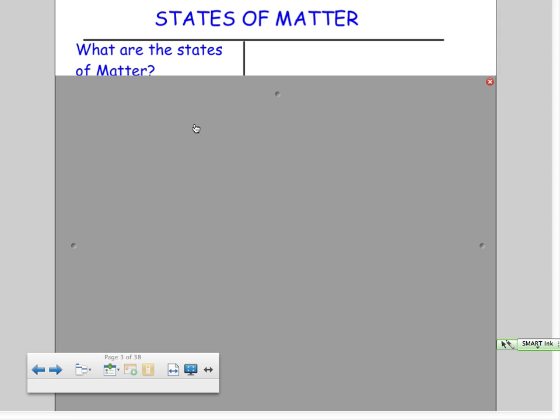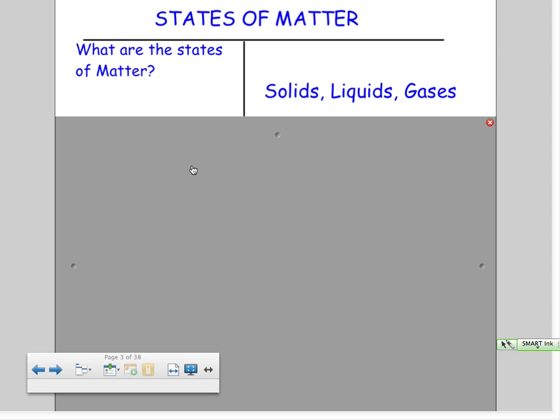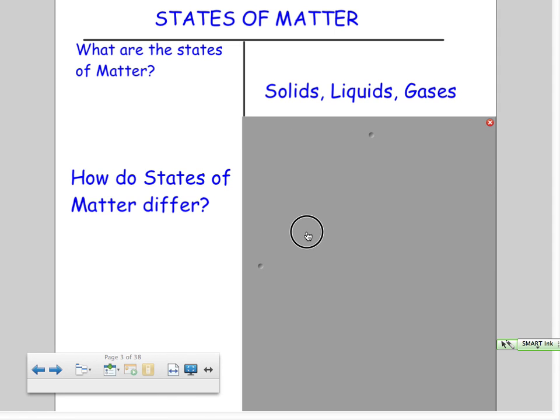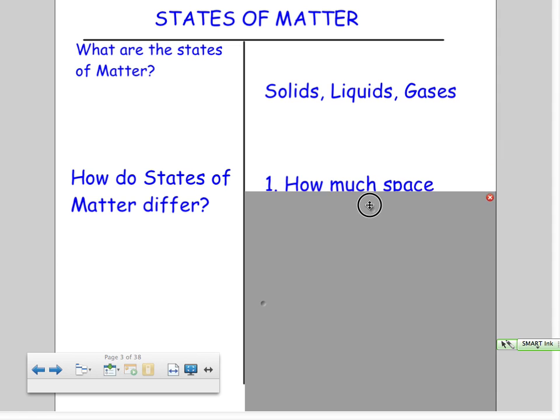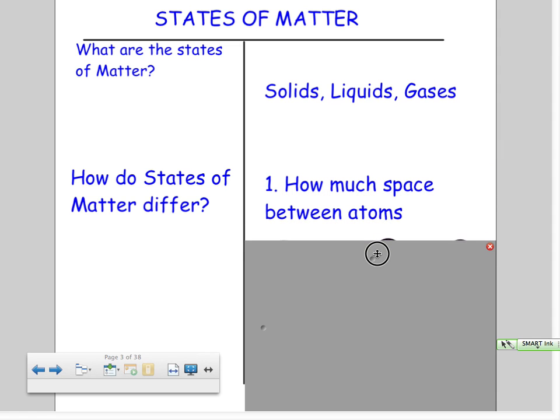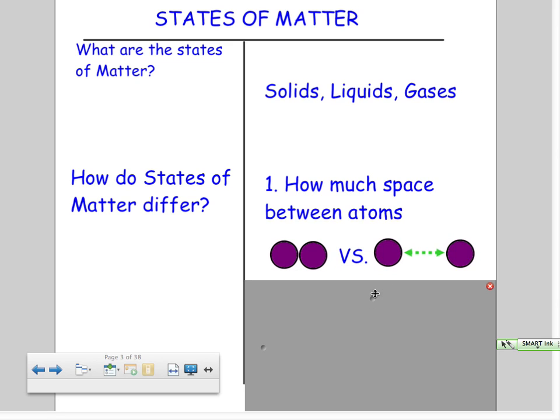We mentioned that the states of matter are solids, liquids, and gases. There is a fourth one called plasma, but we are not going to be studying that one. So, how do states of matter differ? There are actually differences depending on whether it is a solid, liquid, or gas. How much space between the atoms exists is different for a solid, liquid, or gas. For example, you can have atoms that are very close, or you can have atoms that have a lot of space in between.